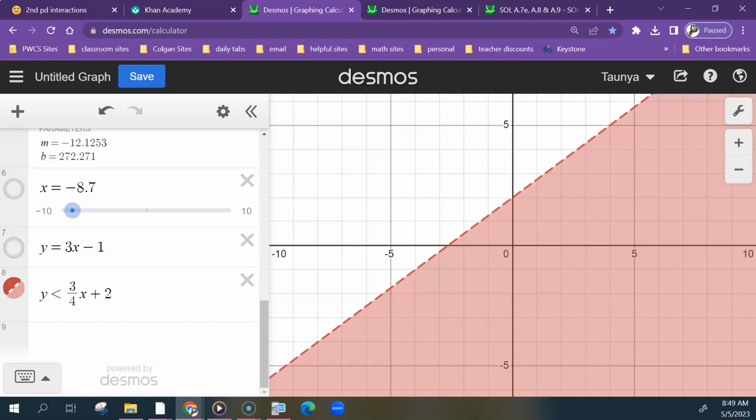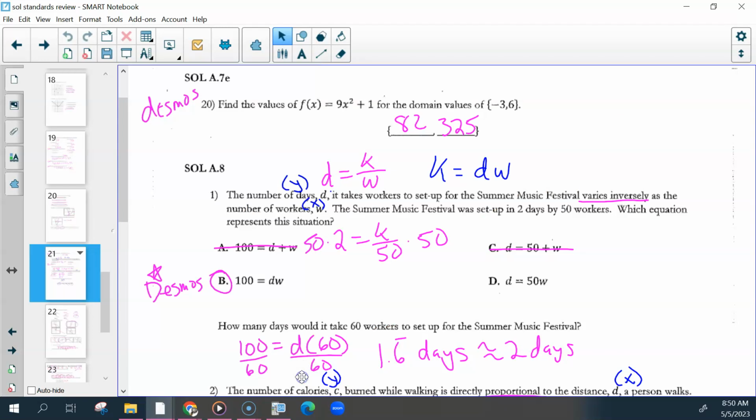Okay, so we're going to go through the SOL packet, show you the answers and how you would do them on Desmos, and then the SOL 8 we're actually going to talk about and learn today. So after we go through that, you'll be able to go back and compare and refine the answers. So write down the answers first.